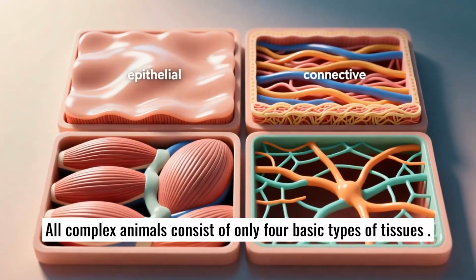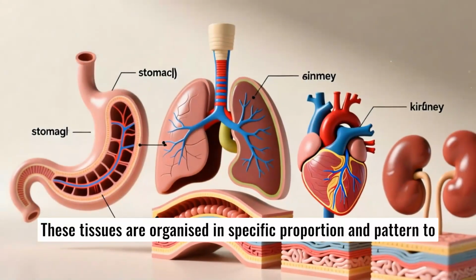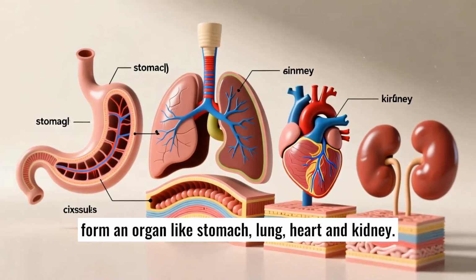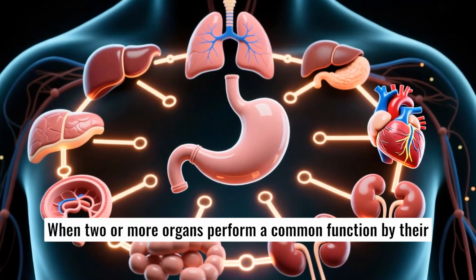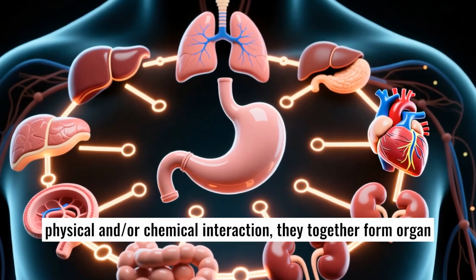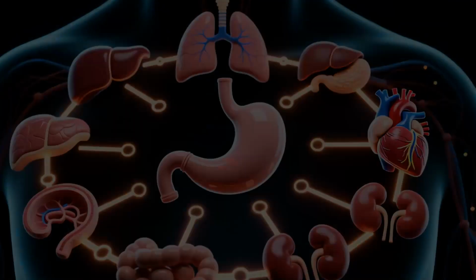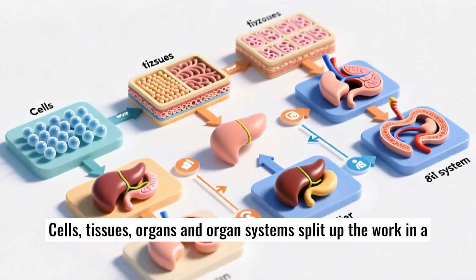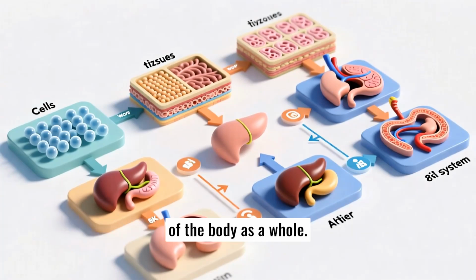All complex animals consist of only 4 basic types of tissues. These tissues are organized in specific proportion and pattern to form an organ like stomach, lung, heart, and kidney. When 2 or more organs perform a common function by their physical and/or chemical interaction, they together form organ system, e.g., digestive system, respiratory system, etc. Cells, tissues, organs, and organ systems split up the work in a way that exhibits division of labor and contribute to the survival of the body as a whole.